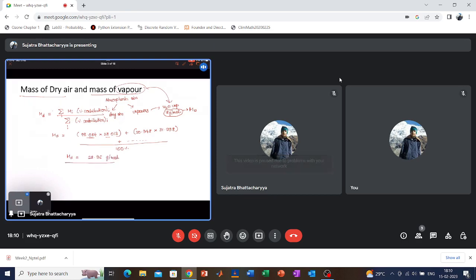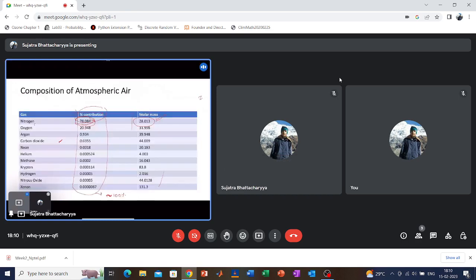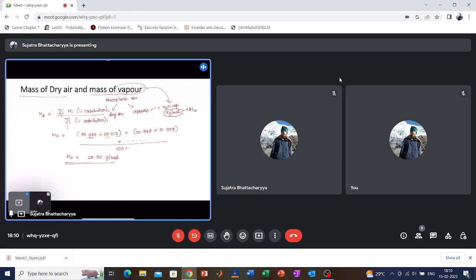Well, this is of course because, if you see here, the maximum percentage of contribution is nitrogen, whose molar mass is 28.013. It is obvious that the molar mass of the dry air should be nearly the molar mass of the nitrogen. Why? Because nitrogen captures the maximum percentage contribution in atmospheric air, 78.084. So it should be closer to 28, and we have got the value to be 28.96.